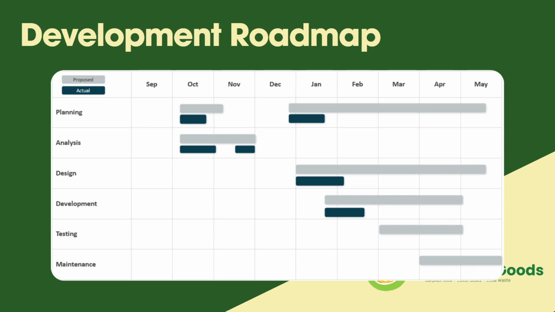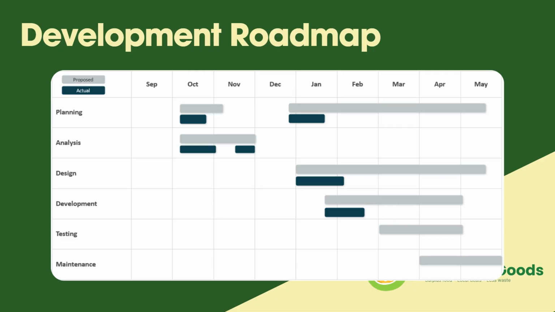So for planning, our proposal starts around October and continues again from January up to May. That's because planning isn't a one-time task. There are decisions and adjustments that continue while the project is being built. In the actual timeline, we already did initial planning in October and continued planning again around January.